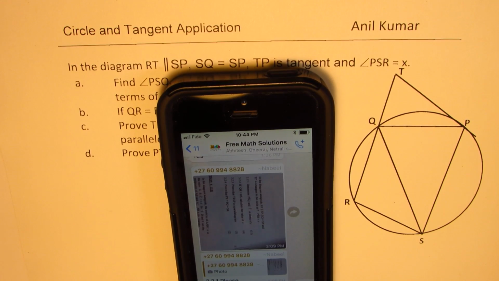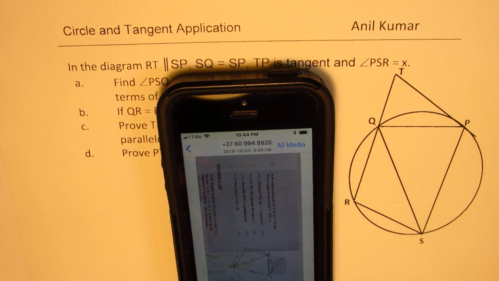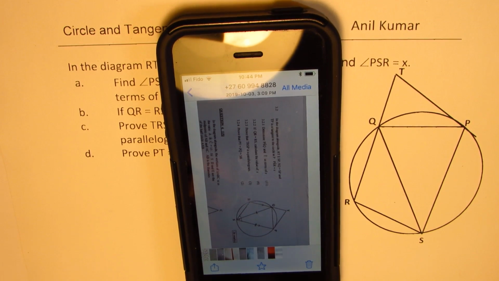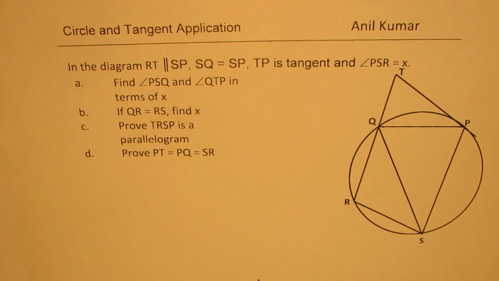Here is an excellent example on application of tangents to circles. I will discuss this at length in this particular video, and I hope its solution will help many others.